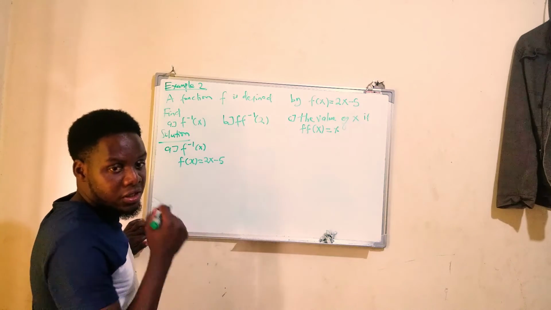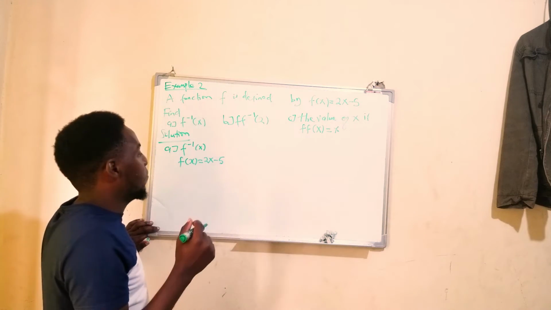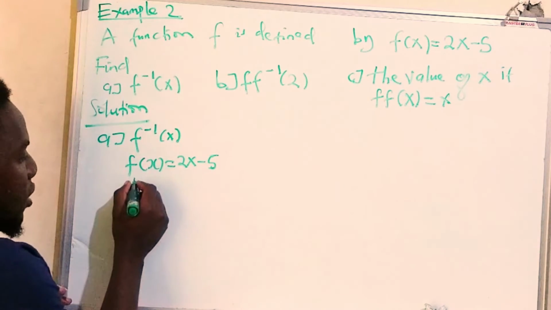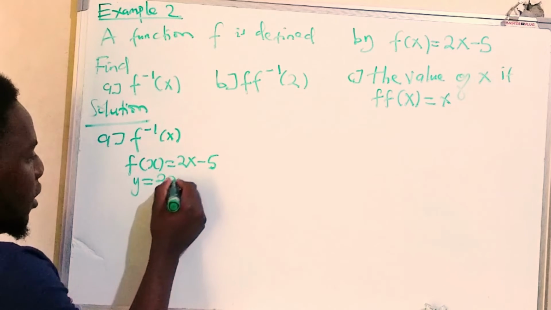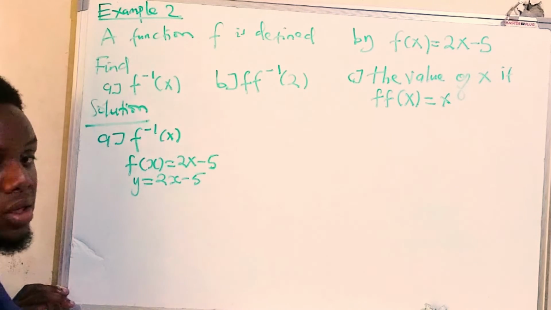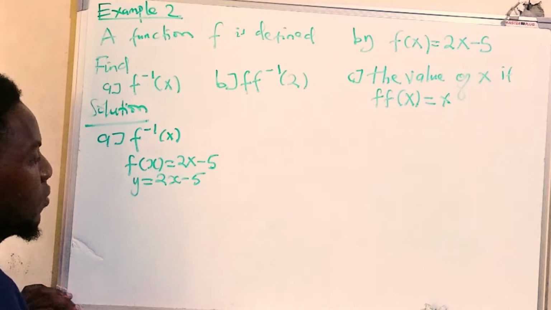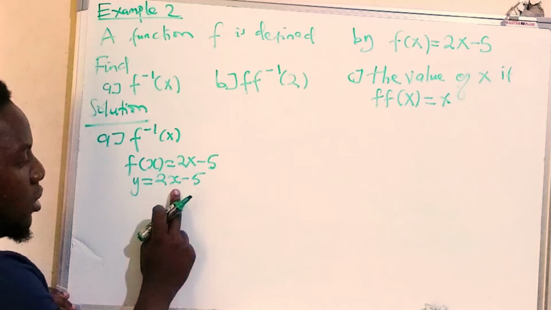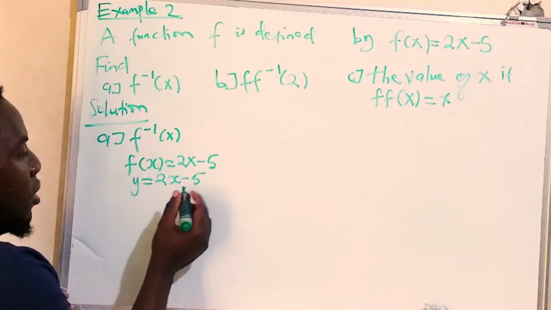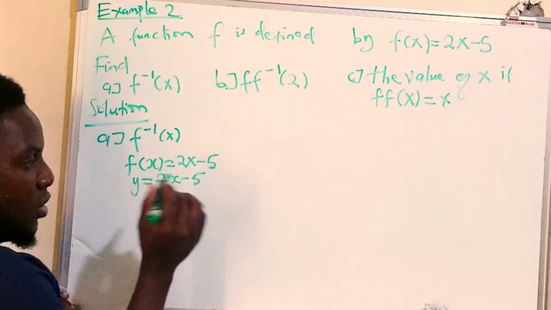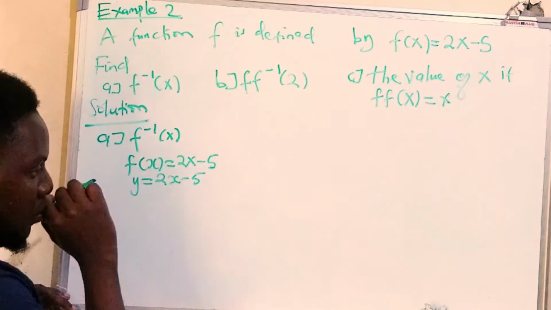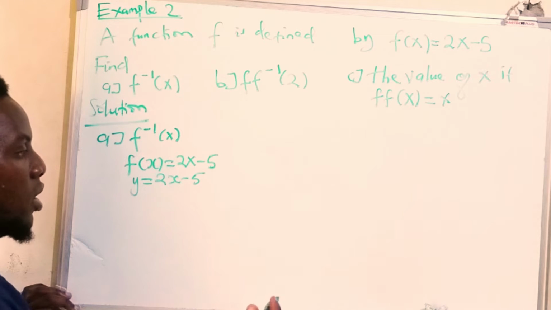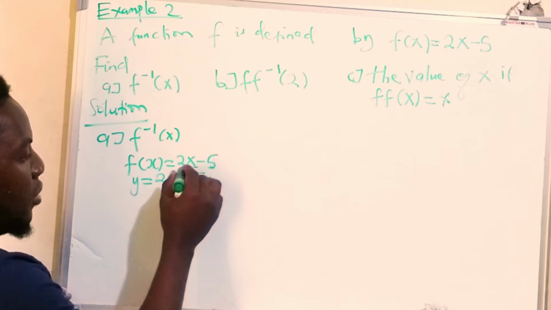The first step in finding the inverse of a function, I said you replace f of x with y. So where there's f of x, we'll write y. Then the second step, we said to make x the subject of a formula. So you need to remove 2 and -5 here so that x should remain alone. So we'll start with -5. I've said in the first example that when you're taking a number from one side of the equal sign to the other side, you carry it together with the sign in front of it.